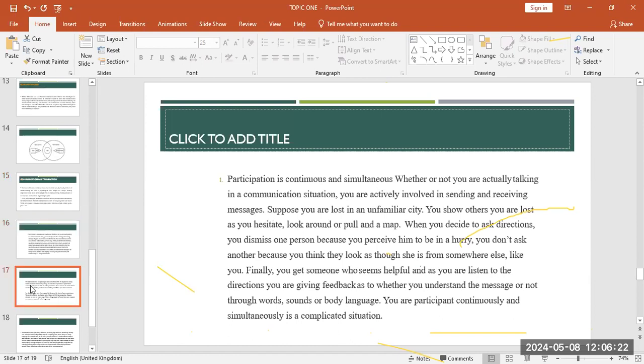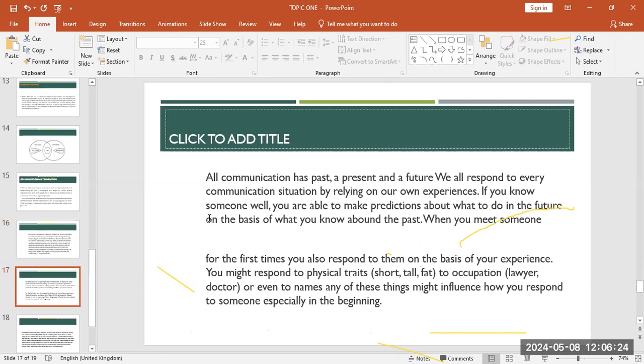So let's look at something else. We are saying that all communication has past, present, and future. We respond to every communication situation by relying on our experiences. So if you know someone well, you're able to make predictions about what to do in the future on the basis of what you know about him.